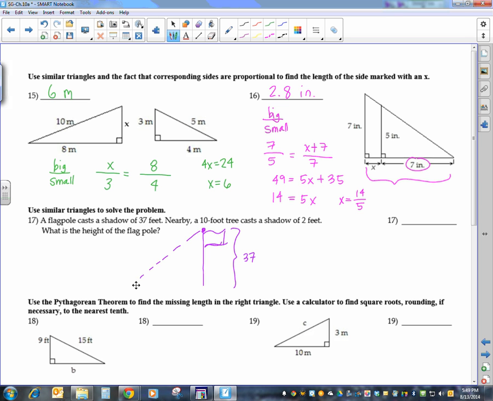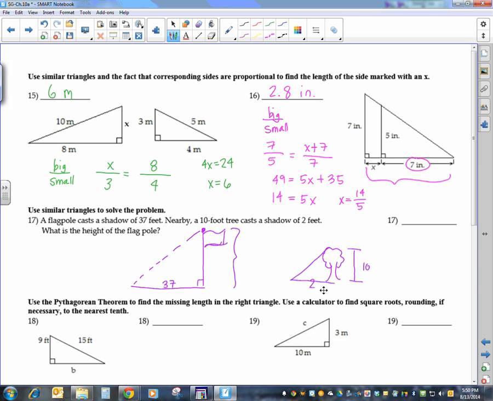Do we know how tall the shadow is? I'm sorry, the flagpole casts a shadow of 37 feet. So this is not 37 feet. The shadow is 37 feet. Then we have a 10-foot tree. There's my tree. This is what is 10 feet. And it casts a shadow, but this shadow is only 2 feet.